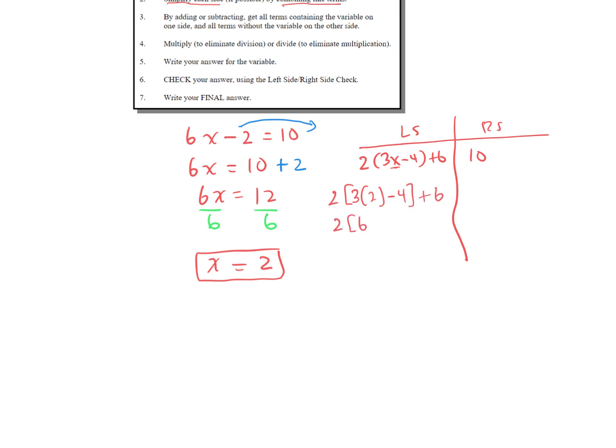3 times 2 is 6 minus 4. 6 minus 4 is 2. 2 times 2 is 4, plus 6 is 10. Left side equals right side. It is correct.